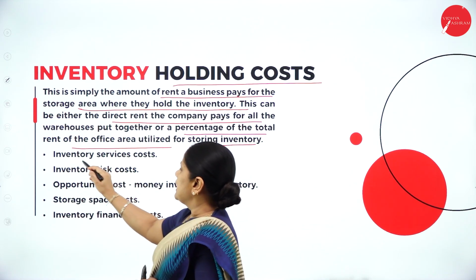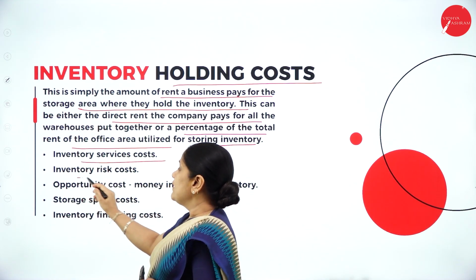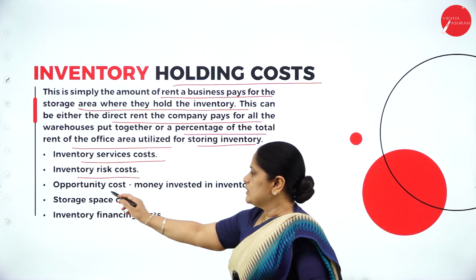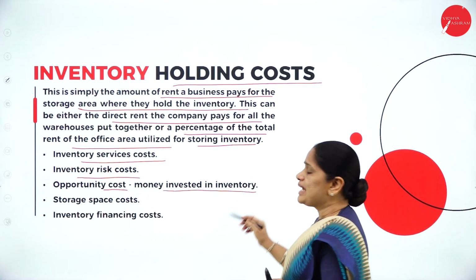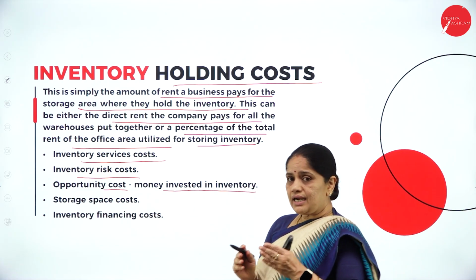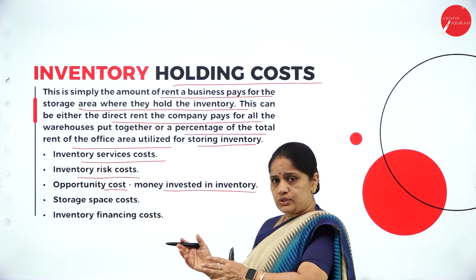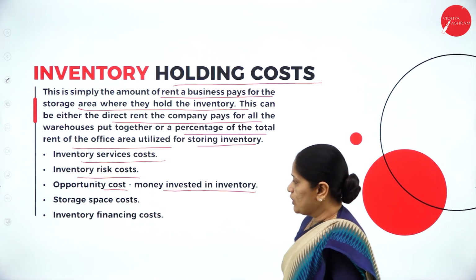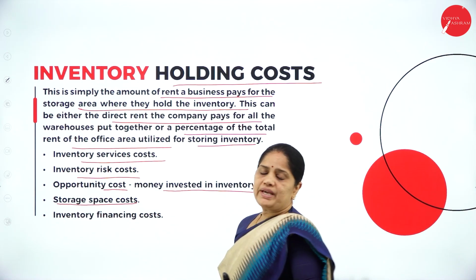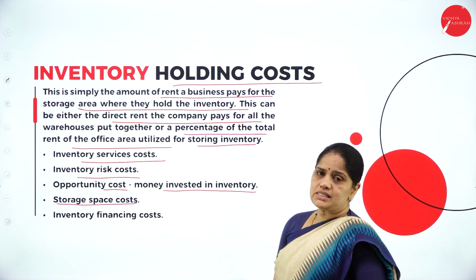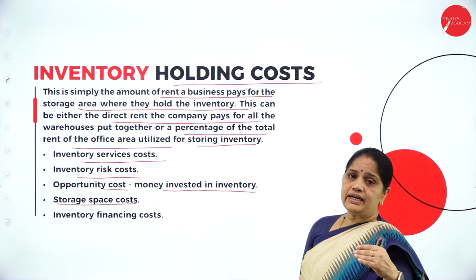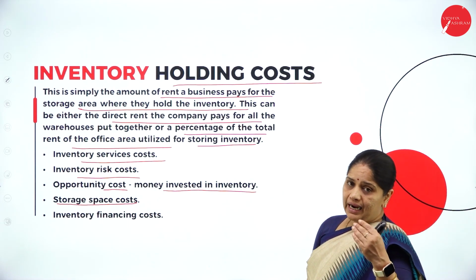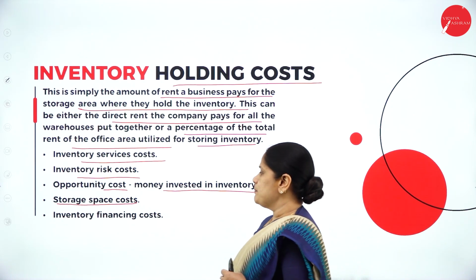So it includes the inventory services cost, inventory risk cost. What is the risk involved in holding the inventory? Then the opportunity cost, that is the money invested in the inventory. If you had invested that money elsewhere, what would your return be? That we call the opportunity cost. Then we have the storage space cost. Based on the amount of space the stock will be occupying, you calculate the storage space cost.